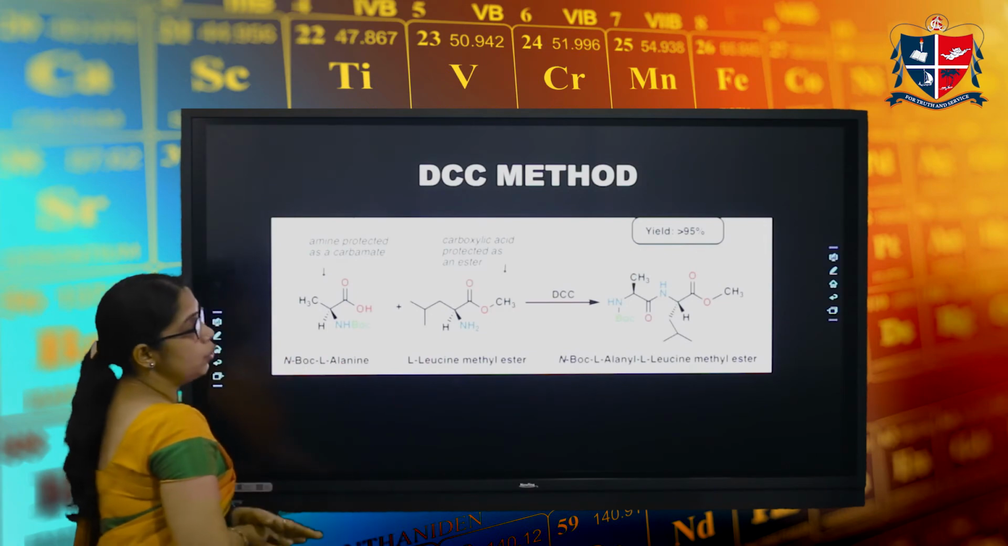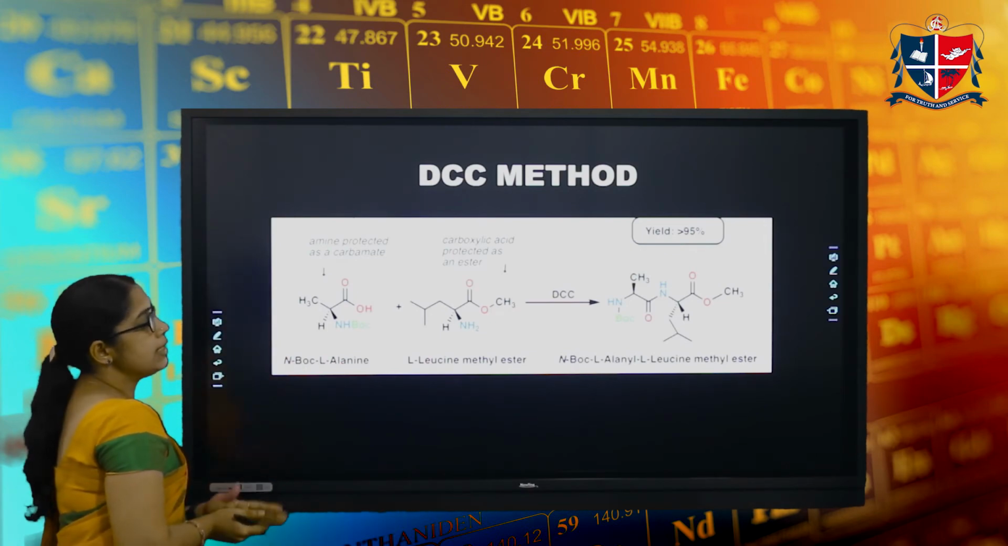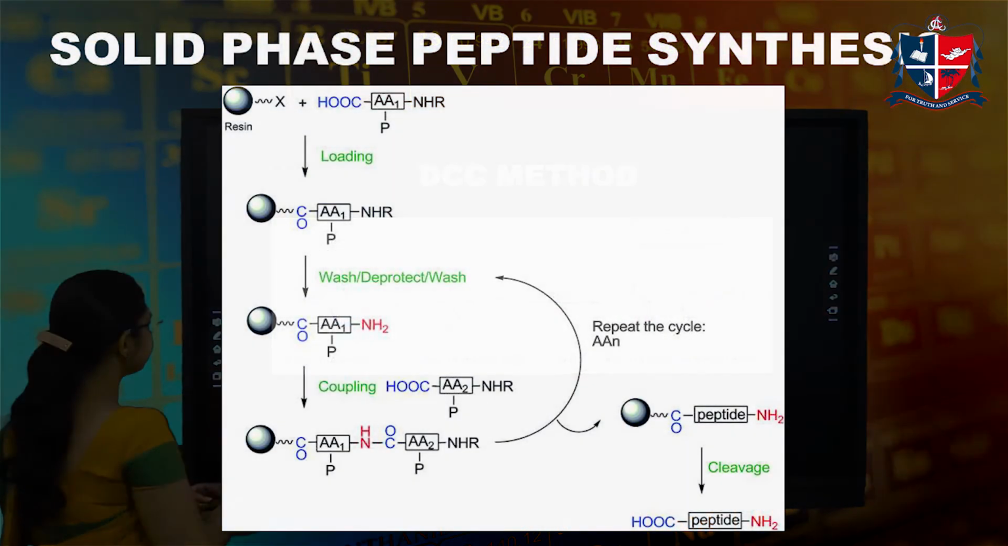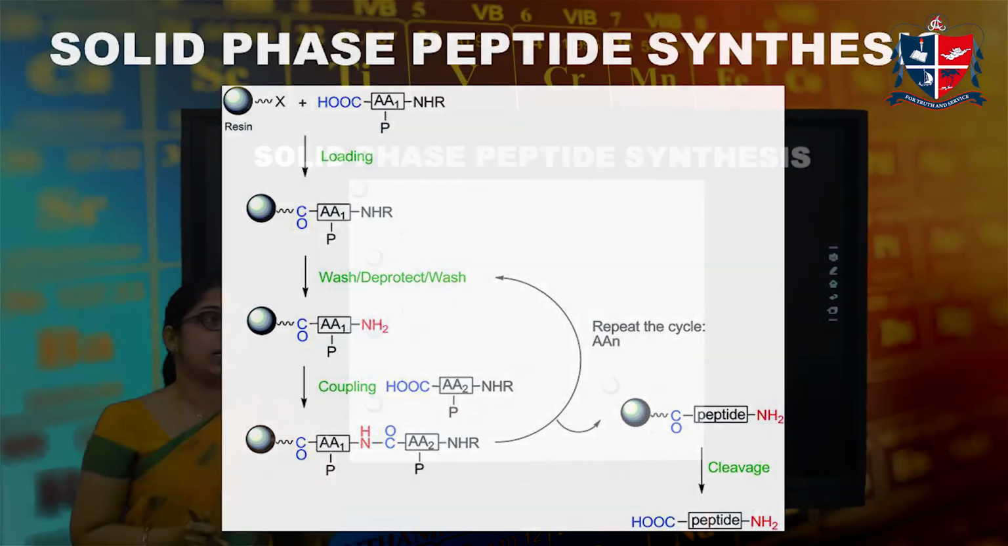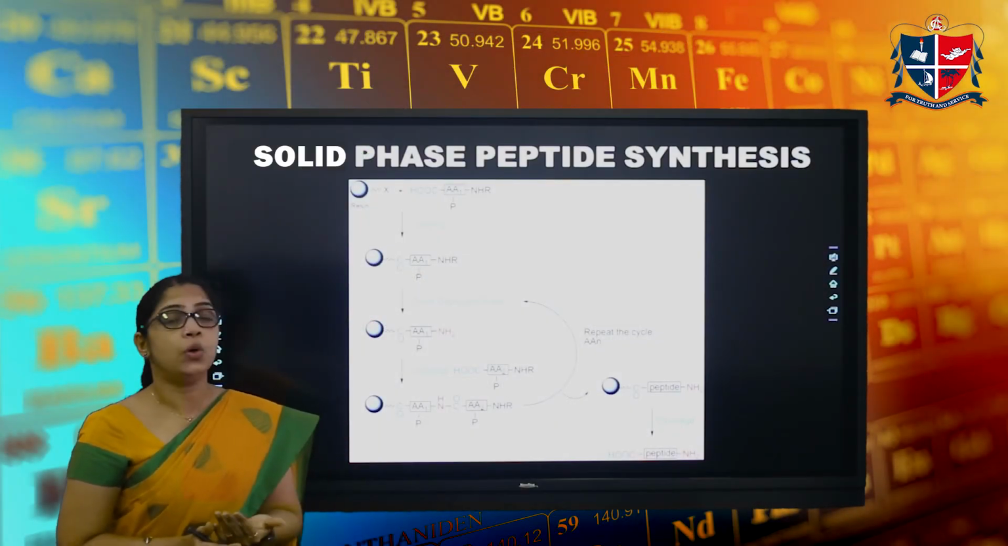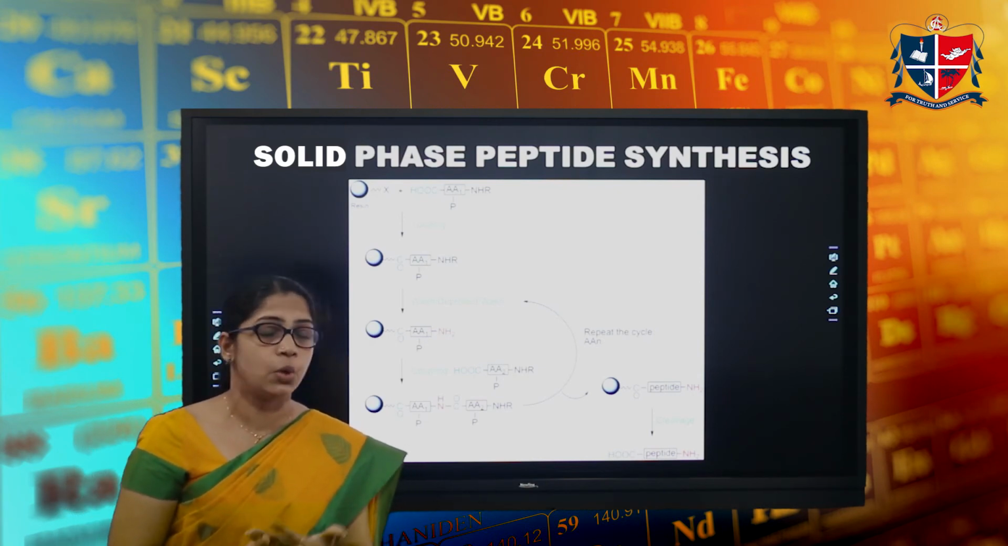So this is method 2, also known as the DCC method. And other than method 1 and method 2, there is another method called solid phase peptide synthesis.